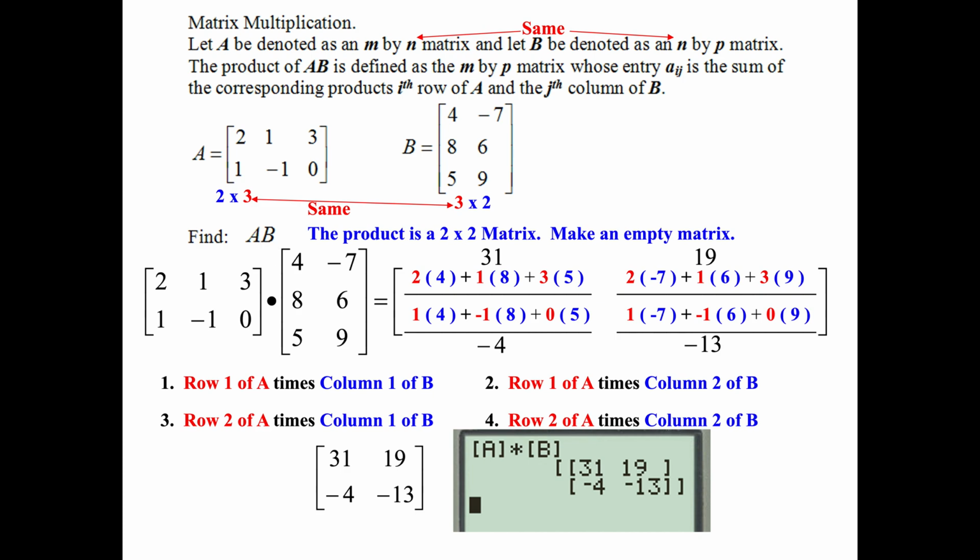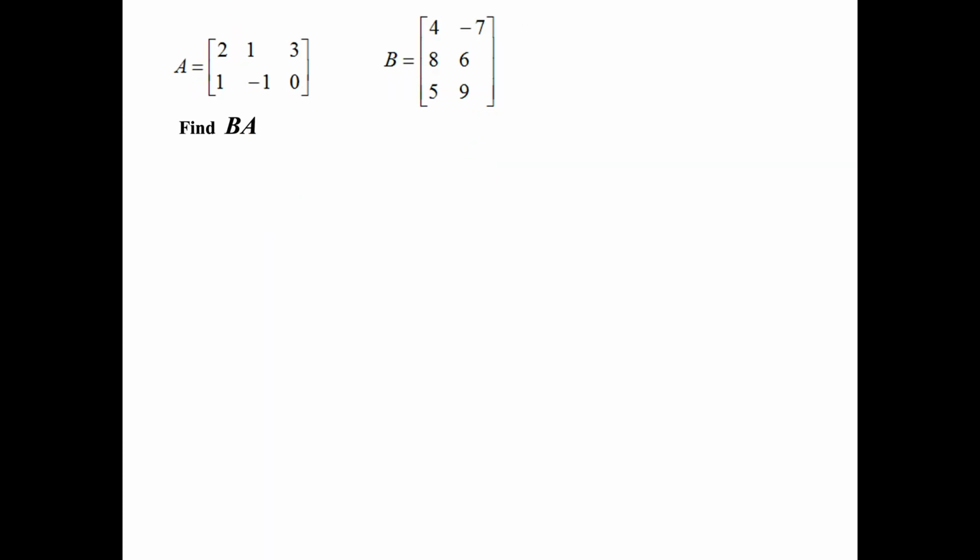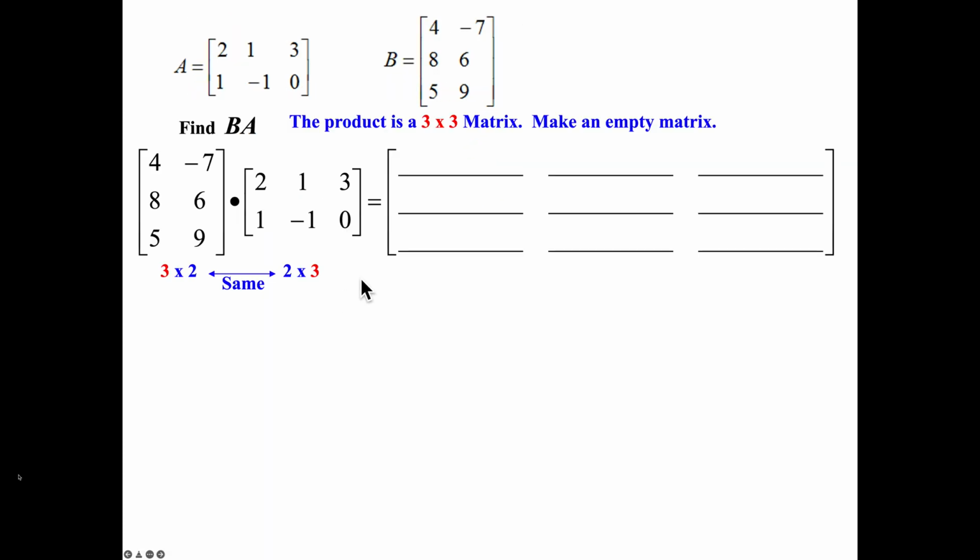You're going to notice something very interesting when we switch the matrices around. So now B is first, A is second. It's a 3 by 2 times a 2 by 3. Okay, the 2's are the same, cancel them out. Now my answer is a 3 by 3 matrix. Matrix multiplication is not commutative. The order in which you multiply matrices matters.